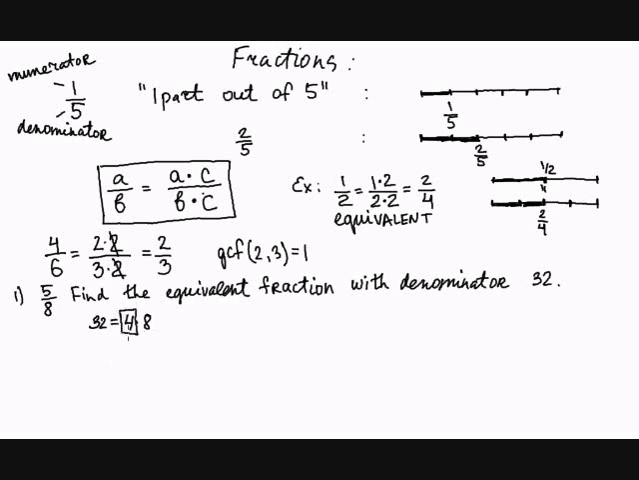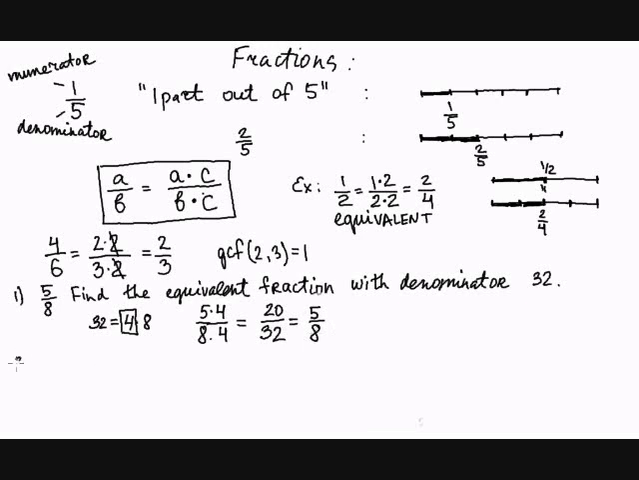So now we're going to look at this number 4, and we're going to notice that if I take the fraction 5/8 and I multiply top and bottom by this number, I get the fraction 20/32, which has denominator 32 and is equivalent to our given fraction 5/8. So remember, if you need to multiply your denominator by some number, that means you have to multiply your numerator by the same number at the same time.